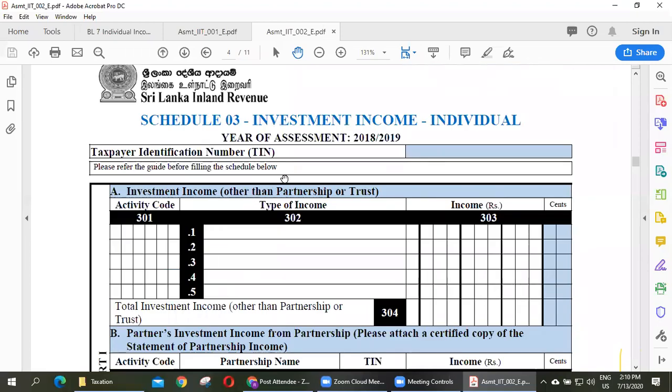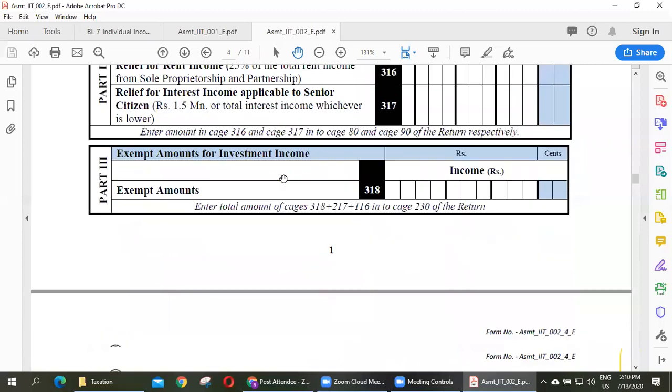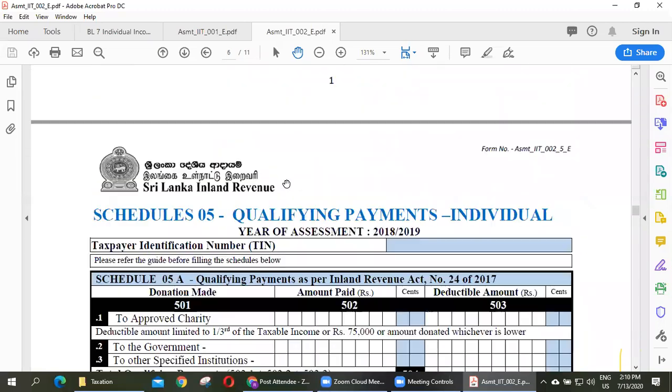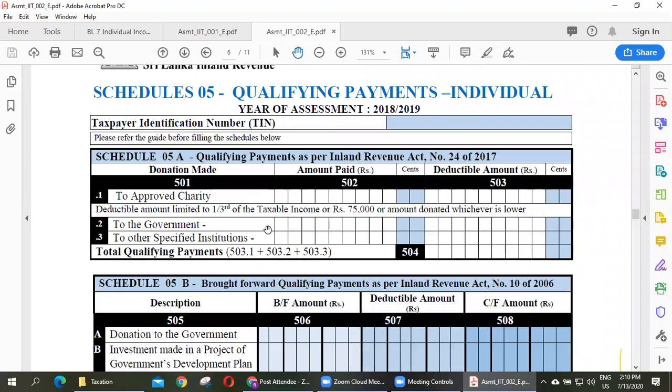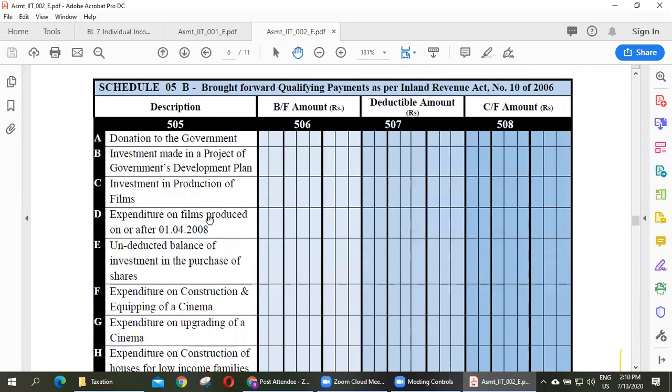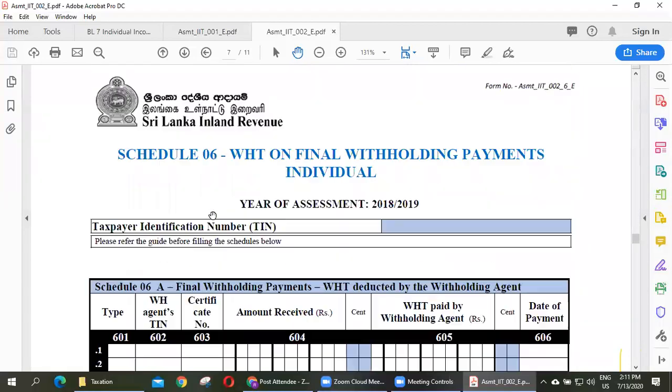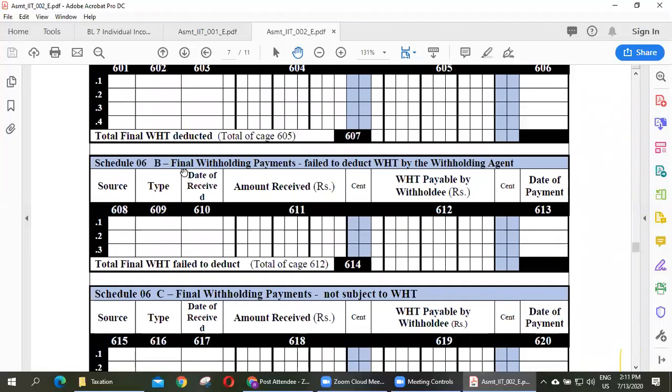Schedule number 3, investment income. If you put money into the bank, or purchase shares in any company, you will get some sort of income. Another income. So these are the schedules. What is meant by qualifying payment? If you give a donation to the government, or to approved charities, that kind of expenditure we can find. Donation to the government, investment made in a project of a government development plan. These are the approved deductions. Finally, withholding payments.